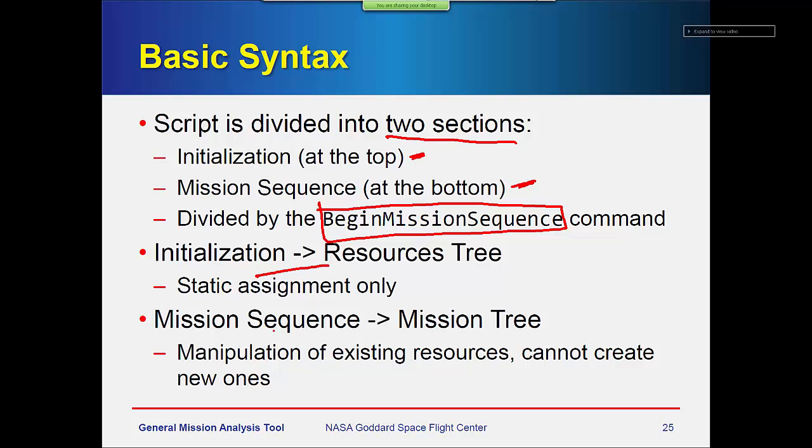Initialization maps to the resources tree. It includes static assignment only. You can't use variables or arrays or math in that section. The mission sequence assigns to the mission tree. This allows manipulation of existing resources, but you cannot create new ones. Okay? So an artifact of the concept of initialization and execution is that you can create your objects at the top of the script and you can use them in the bottom. You can't create them in the bottom. You can't create new things while you're manipulating existing things. There's this division there.